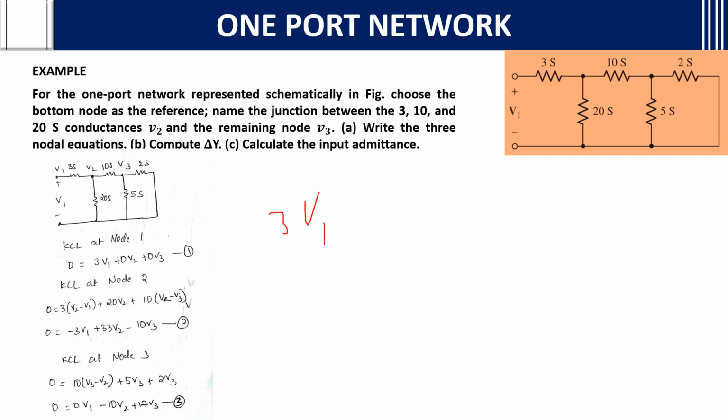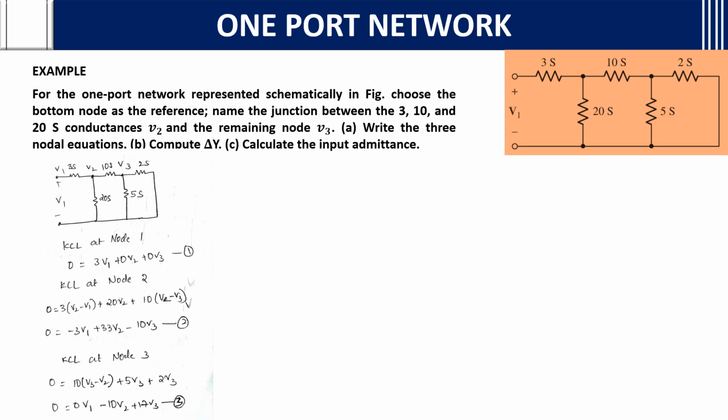3 V1 plus 0 V2 plus 0 V3. There is no V2 and V3 component. In the same way, KCL at node 2 will be 3 into V2 minus V1 plus 20 V2 plus 10 into V2 minus V3. In the same way, we write KCL at node 3. If you don't know nodal analysis, there is a separate video on nodal analysis on my YouTube channel. Please go check that nodal analysis, and you will understand.